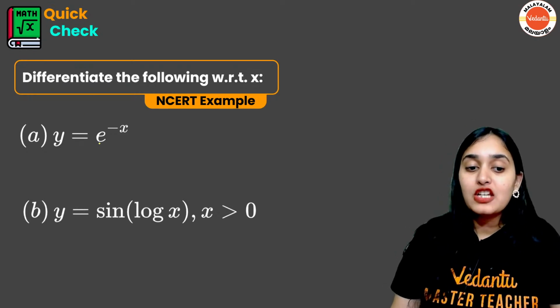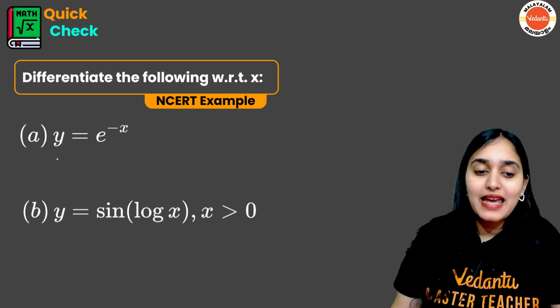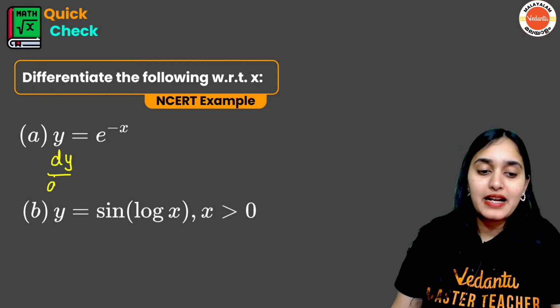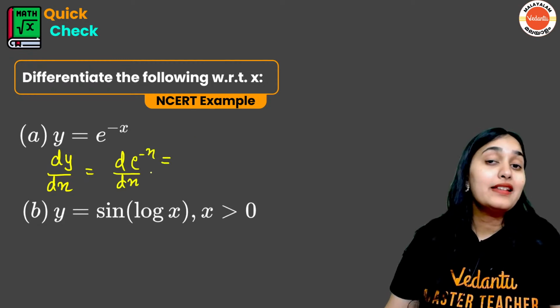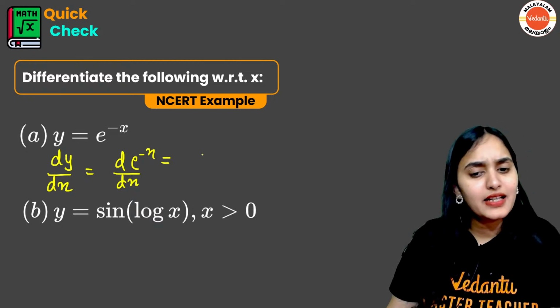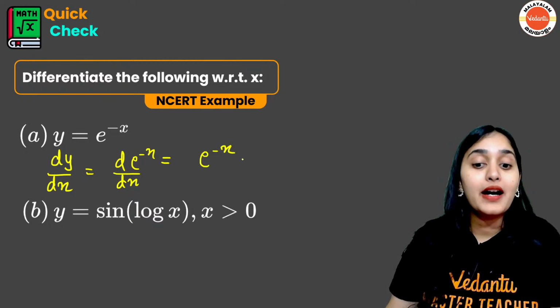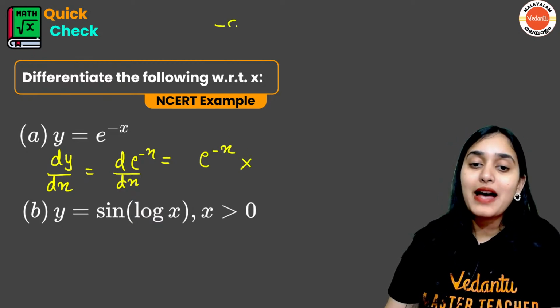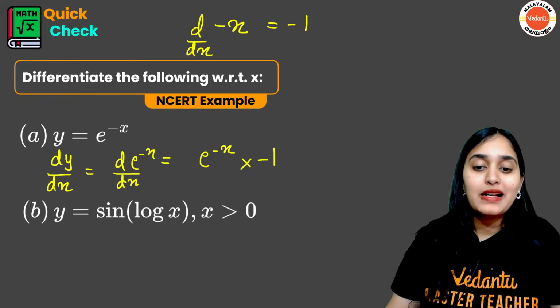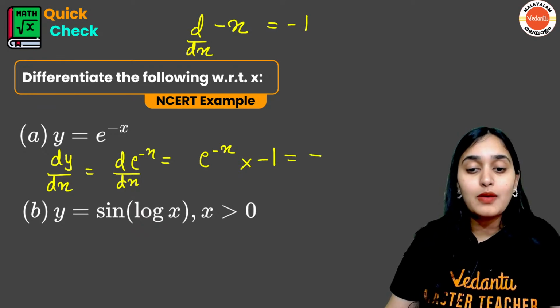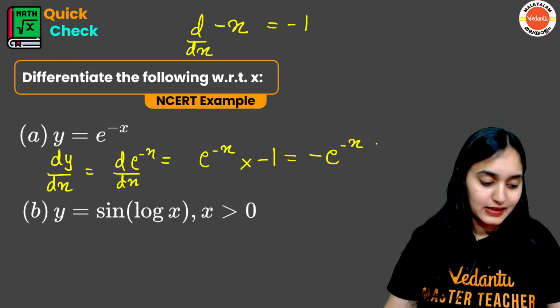What is the differentiation of e to the power minus x? So dy by dx is the differentiation of e to the power minus x. What is differentiation of e to the power x? It is e to the power x. But since it is minus x, differentiation of minus x is minus 1, so we will multiply it with minus 1. So it will be minus e to the power minus x.